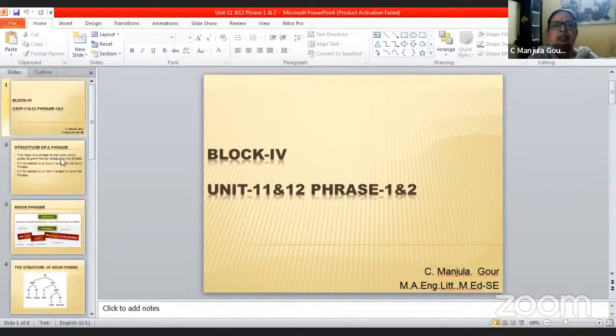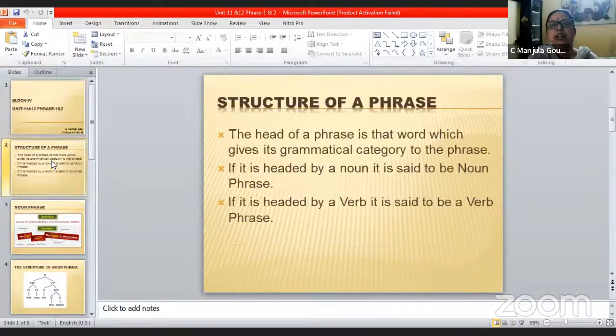So today we'll learn about the structure of a phrase. Now just look at this slide here. The head of a phrase is that word which gives its grammatical category to the phrase. That is, it denotes whether it is a noun or verb, adjective or adverb. So if it is headed by a noun, it is said to be a noun phrase. If it is headed by a verb, it is said to be a verb phrase.